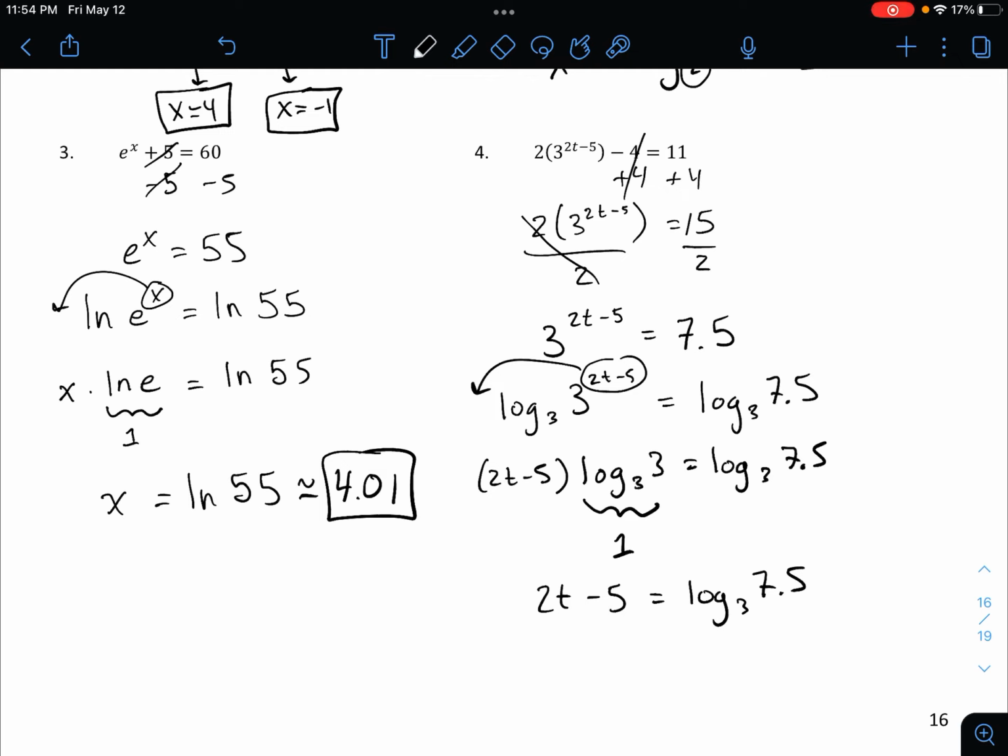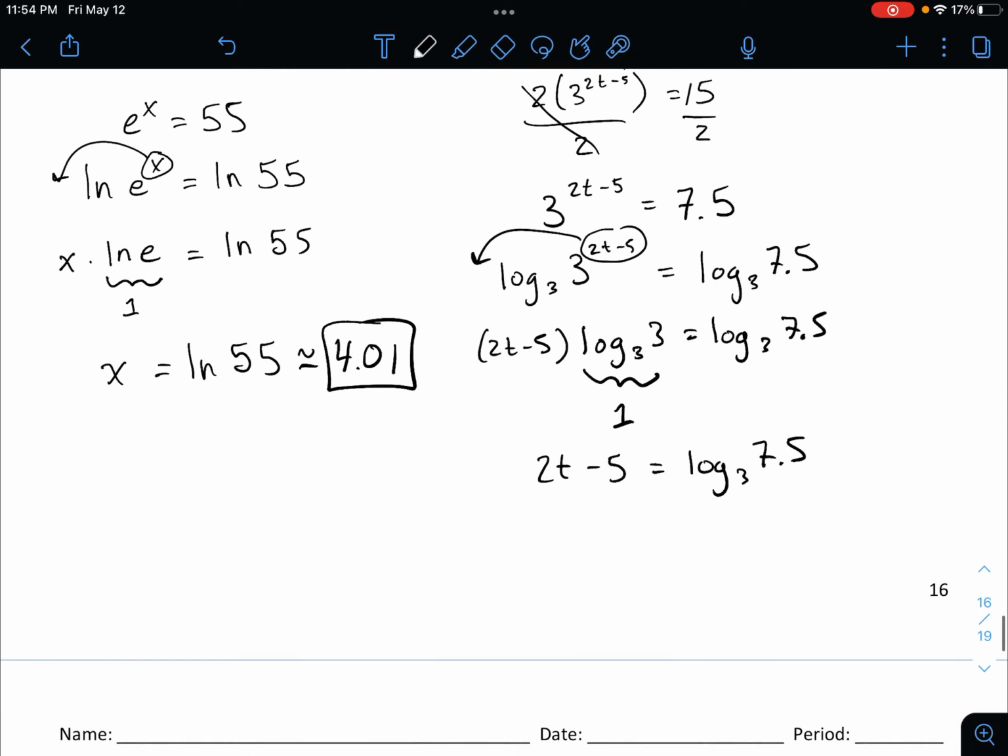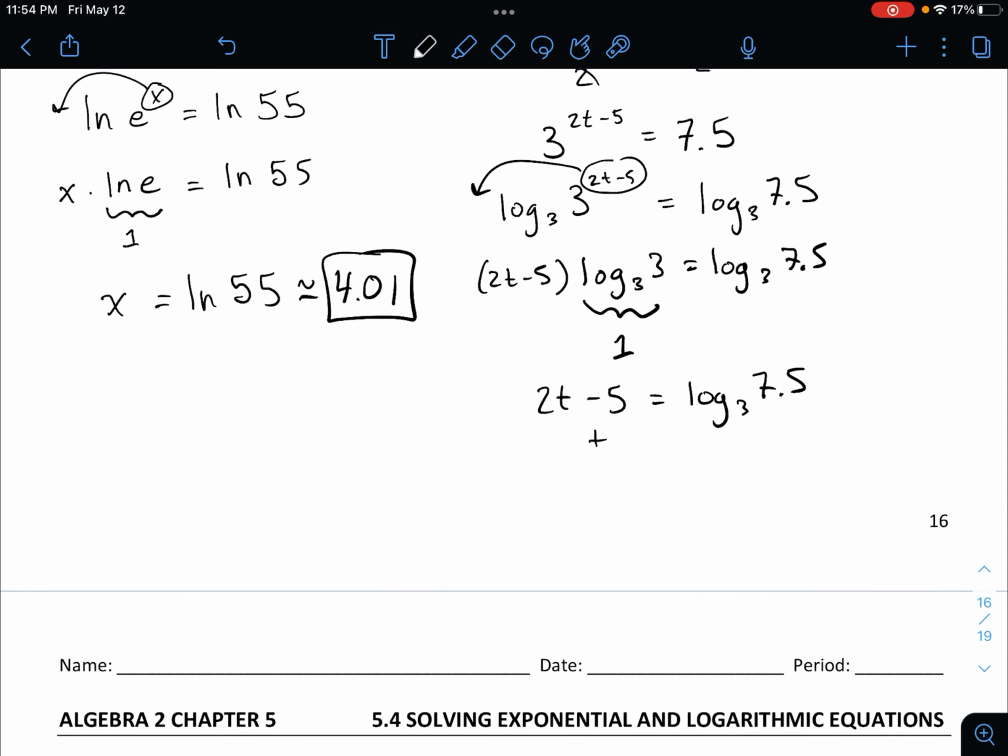And all I have to do now is move the 2 and the 5 over to the other side, and we're going to have t all by itself. So to do this, I'm going to have to add 5 on both sides. Now this is where you have to be very careful. At this point, I have 2t equals log base 3 of 7.5 plus 5.